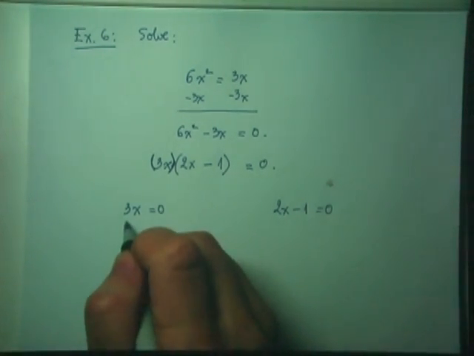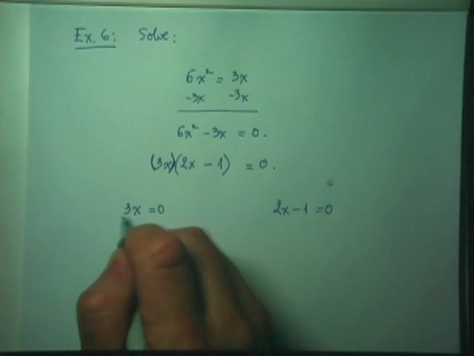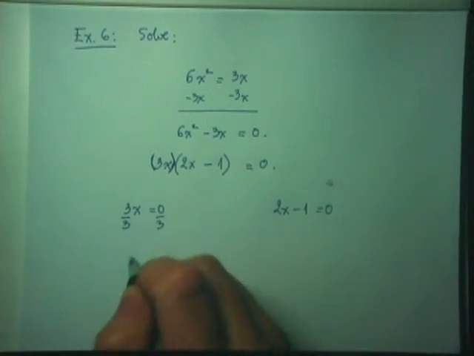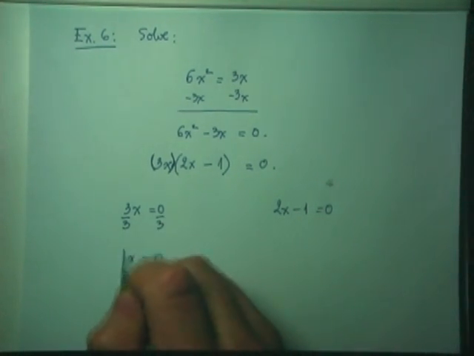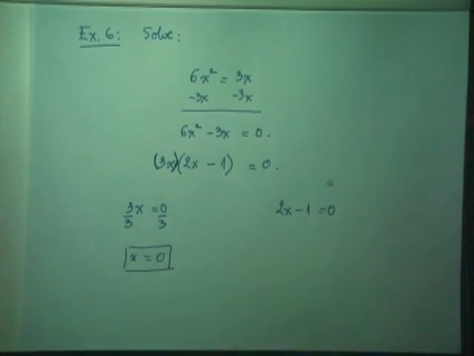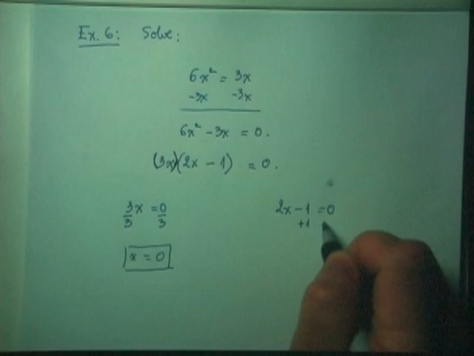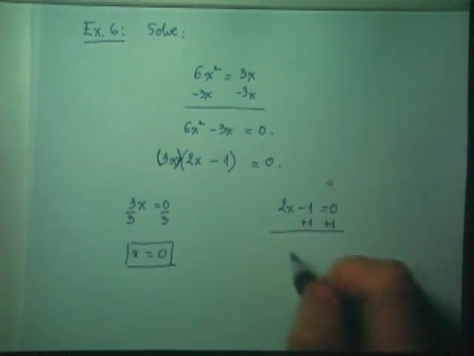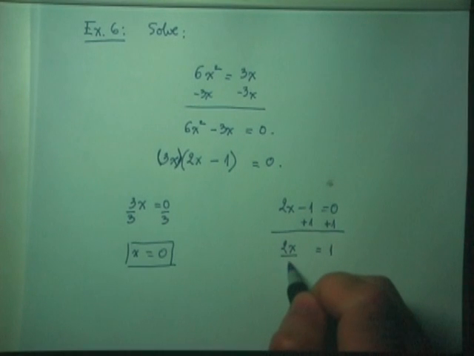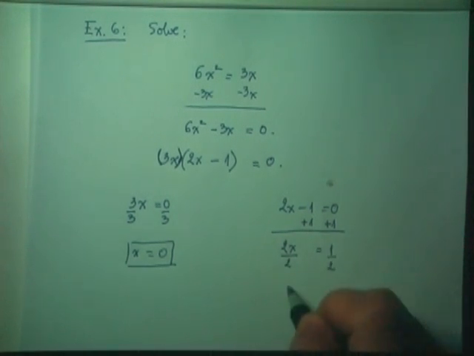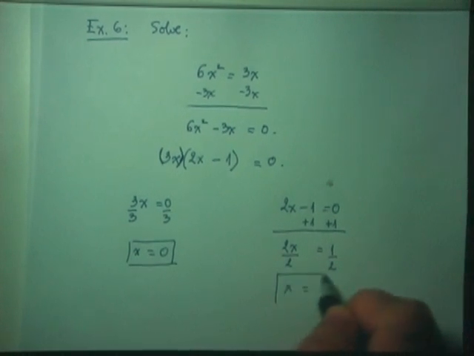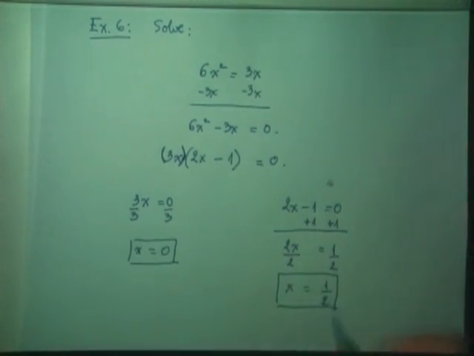For the first little sub-equation, I can divide both sides by 3, and I end up with x equals 0. And here it goes, my first solution. Now for the second one, I'm going to add 1 to both sides. That leaves me 2x equals 1. Then dividing both sides by 2 gives me x equals 1/2. And here I have my second solution for my quadratic equation.